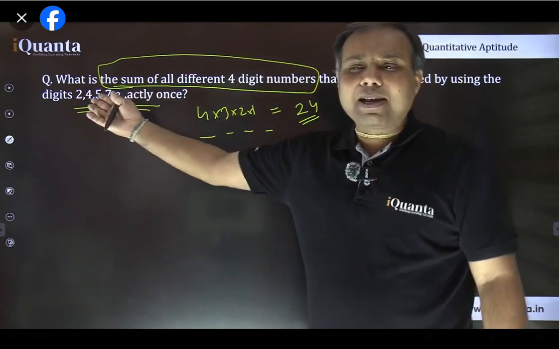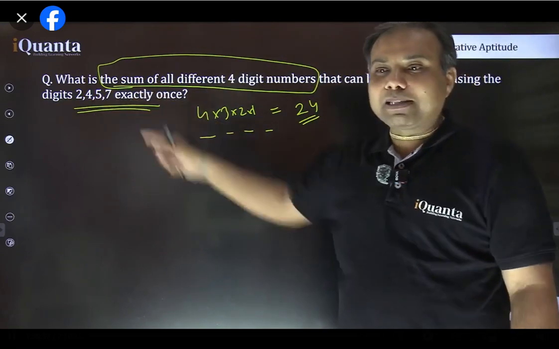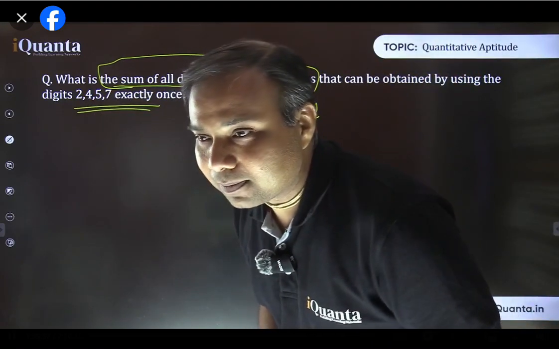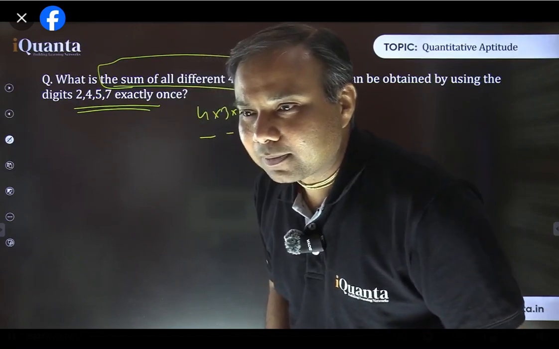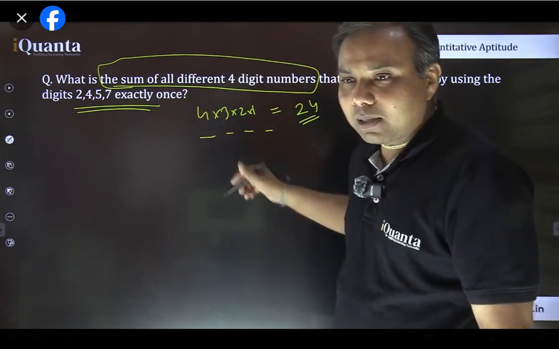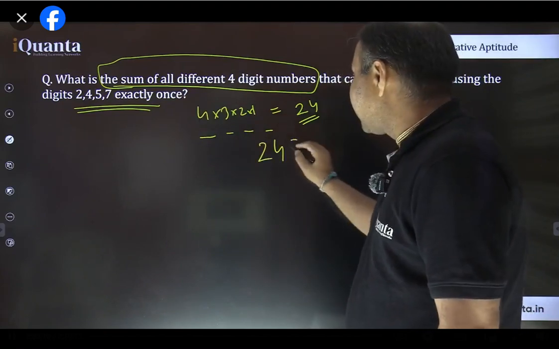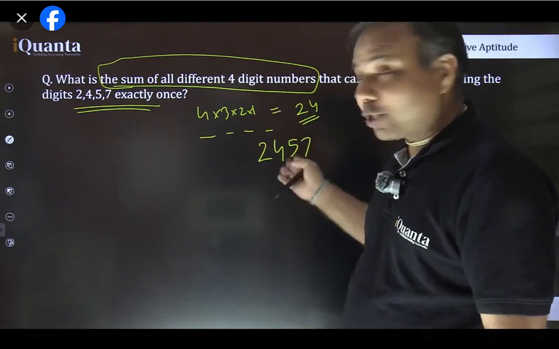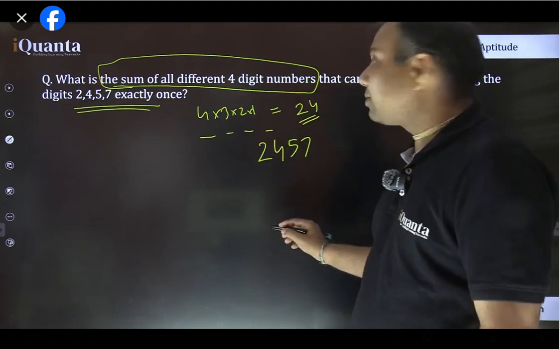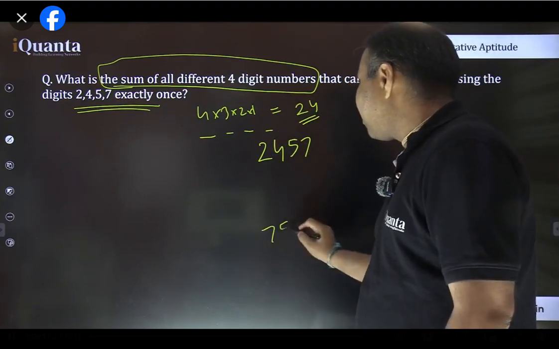Can you tell me what is the smallest 4-digit number that you can form here? What is the smallest 4-digit number? It's 2457, right? And what you are saying, 18 into 24, it is less than that. This is the smallest number. And the largest number which you are forming is what? That will be the reverse of this, that is 7542.